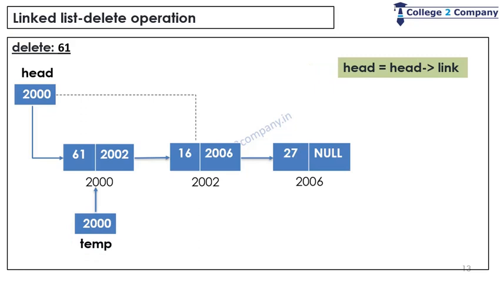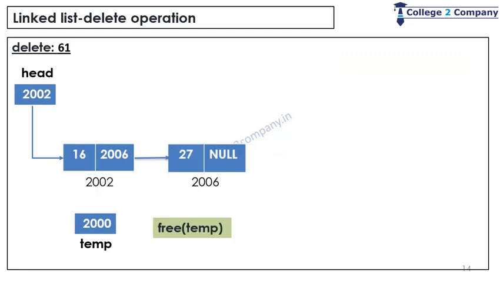Instead of pointing to the first node, we update the value of the head pointer. The head is equal to head's link. Head's link is the value of the address which the first node stores. It is 2002. Now the head pointer is pointing to the second node in the linked list. Now temp is pointing to the first node. We are going to delete the temp from the linked list. Now we are remaining with the two elements.